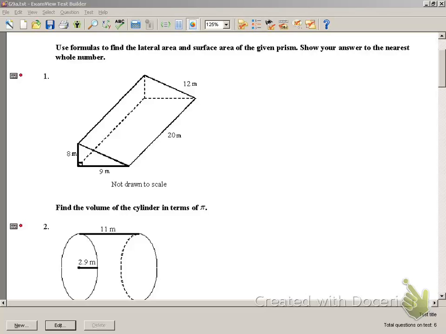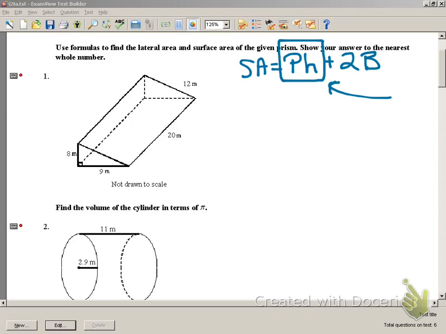Now, first of all, since that is a prism, we need to have the right formula. The surface area for a prism equals the perimeter of the base times the height plus 2 times the area of the base. Now, we have discussed that this portion of the formula is lateral area. That's what the lateral area is. So when we plug that into our equation, before we add everything, we have lateral area. So we have 2 answers for number 1.